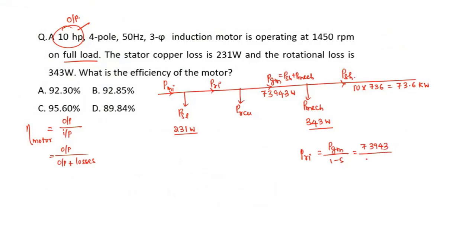What is the slip? Now slip can be calculated from the rotor speed. If the rotor speed is 1450, then the slip is, for 4-pole 50 Hz, the synchronous speed is 1500, so 1500 minus 1450 divided by 1500. So it comes out as 50 divided by 1500, which is 1 by 30. So if I substitute 1 by 30, we'll get rotor input. 1 by 30, 1 minus answer, and gross mechanical power divided by answer.